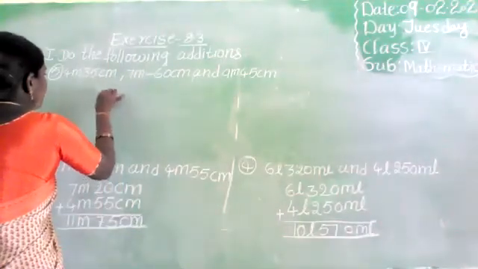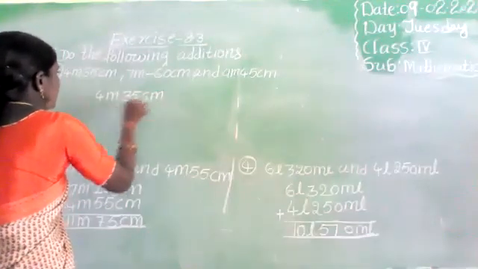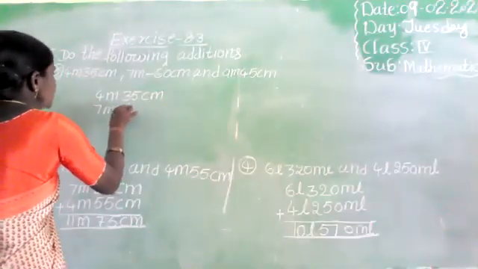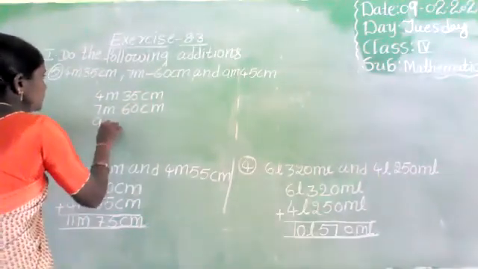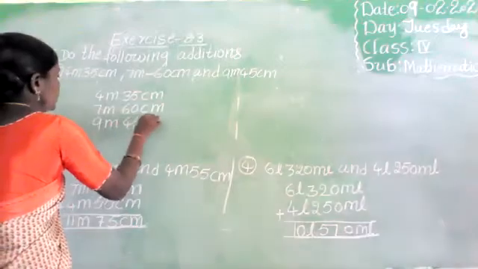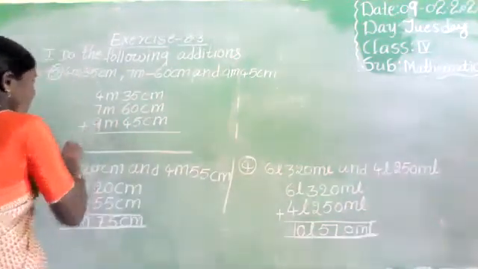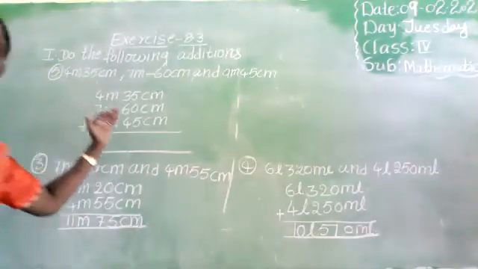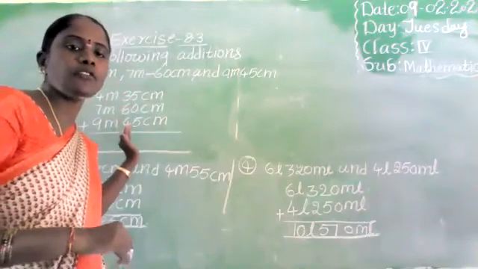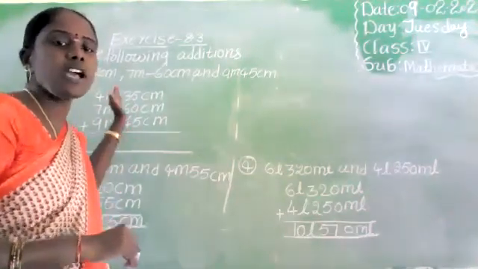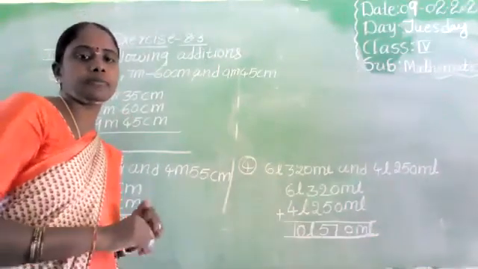Okay, first 4 meters, 35 centimeters. Next 7 meters, 60 centimeters. Next 9 meters, 45 centimeters. Okay. Add the centimeters first: 35 centimeters, 60 centimeters and 45 centimeters. First add the centimeters: 5 plus 0 plus 5.